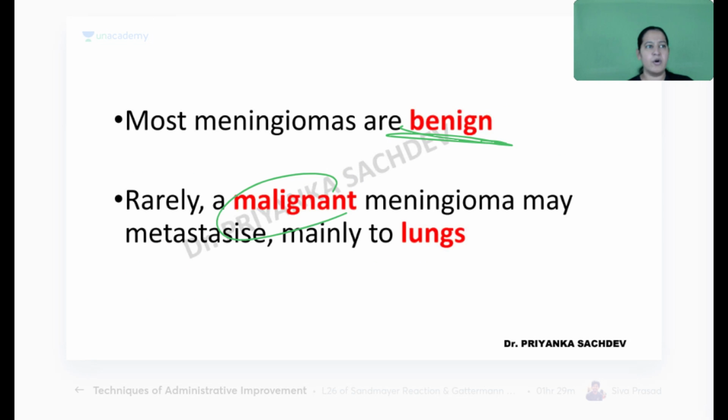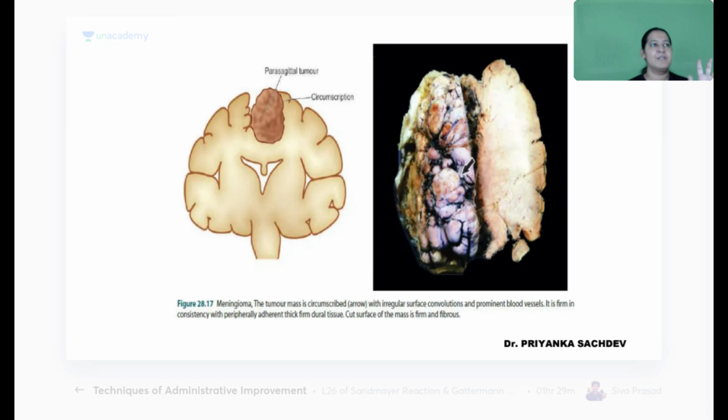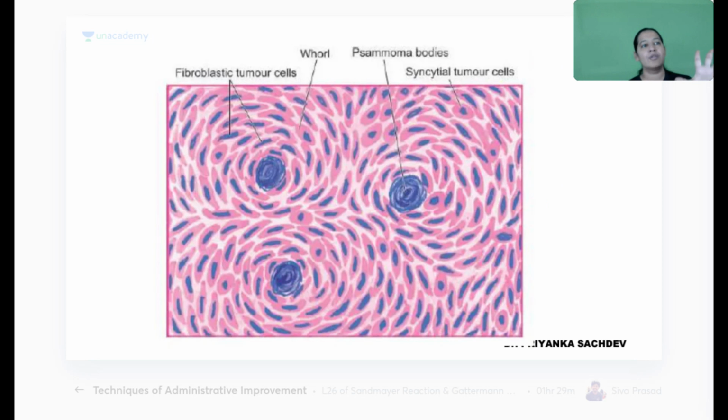Usually, sometimes, rarely it gets converted into malignant. Otherwise, it is benign. You can see this is the most common location of meningioma. It is arising from the meninges, meningioma. So this is the typical microscopy.